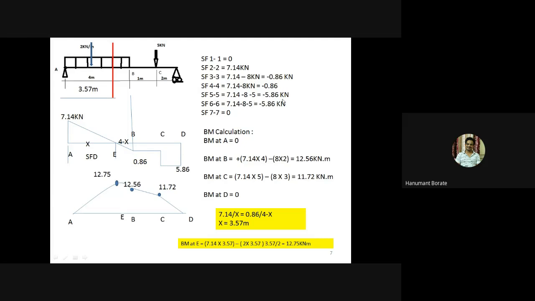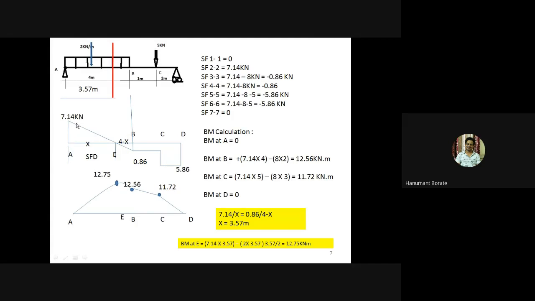Then SF at section 5, means just left of D. Just left of D means at D. So just left of D, I have taken minus 5.86, and SF at section 5 is here, just right of C. Just right of C, I got the value minus 5.86. Just left of D, also I got the same value minus 5.86, and just right of D equal to 0. In this way, first we need to plot the points with SF values.